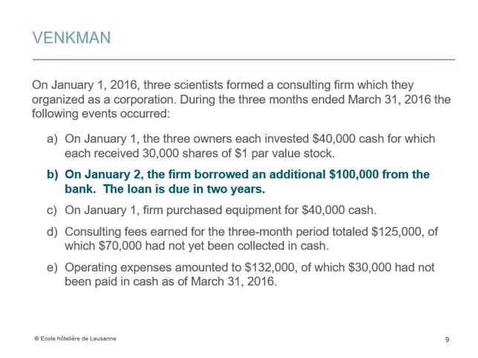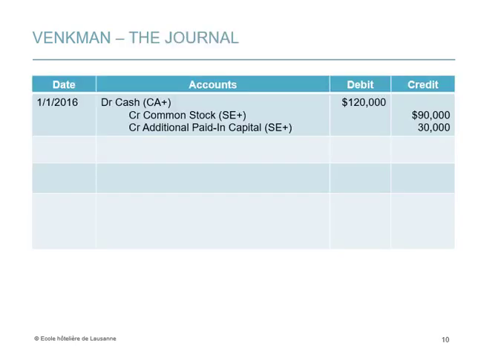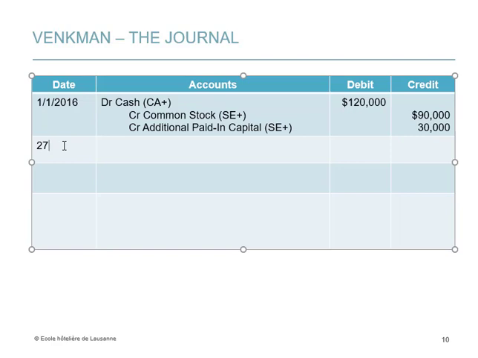Let's move forward to the second transaction. On January 2, the firm borrowed an additional $100,000 from the bank. The loan is due in 2 years. So let's look at how we will represent it in our journal. The transaction happened on the 2nd of January 2016. And how do we record it?